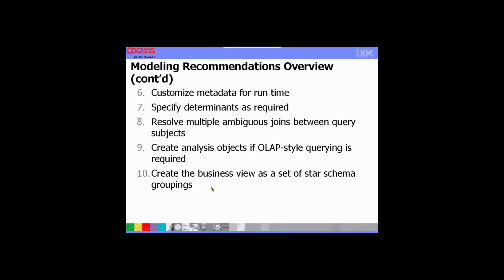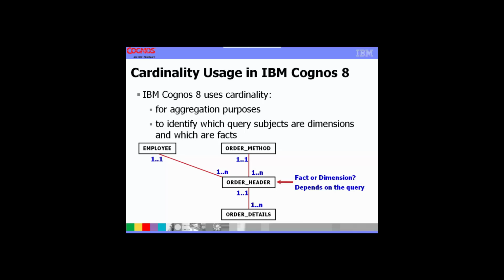And that's what I was telling you, where you take your fact query subject and all its related dimensions and put them in a namespace so that users know, hey, I can use all of these dimensions to report off of this particular fact. And that's it for modeling recommendations. And I do apologize if this stuff is dry, but it's sort of one of those necessary evils before you get into the product.